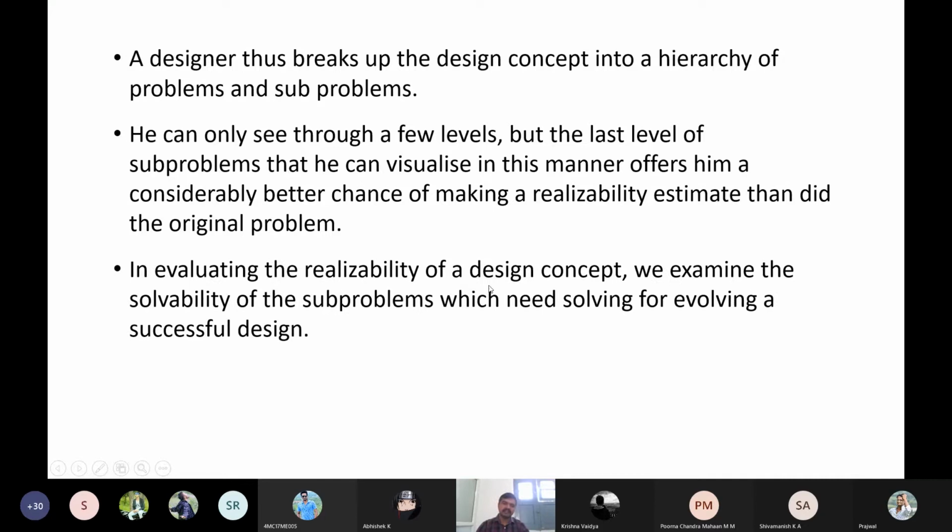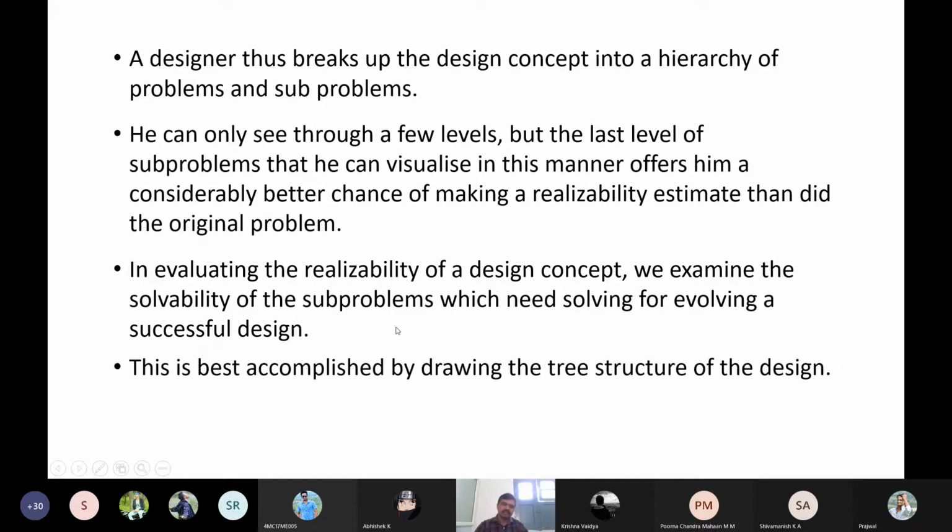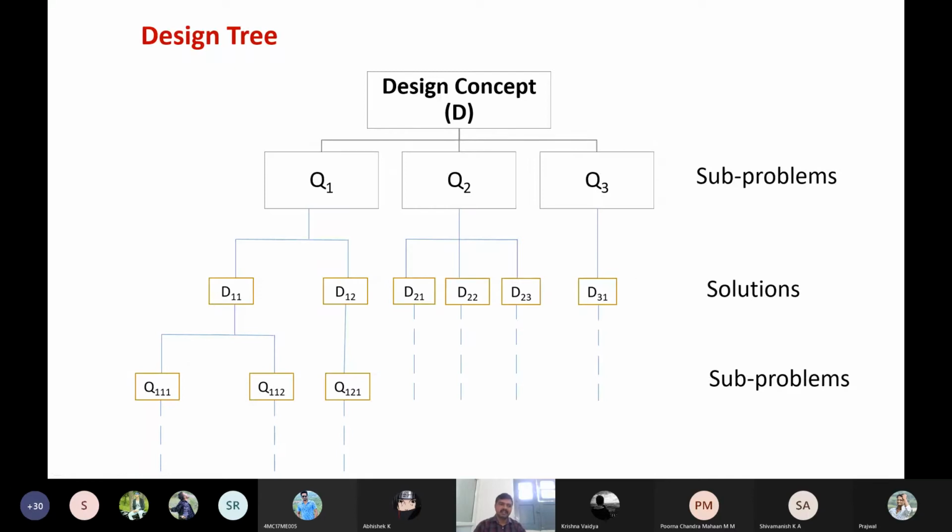In evaluating the realizability of a design concept, we examine the solvability of the subproblems which need solving for evolving a successful design. This is best accomplished by drawing the tree structure of the design, also known as design tree. So this is the concept of design tree. If you have a design concept, it may be related to a product like kerosene stove, or like a pen, or like a garden chair. Those are some of the problems related to design concept.